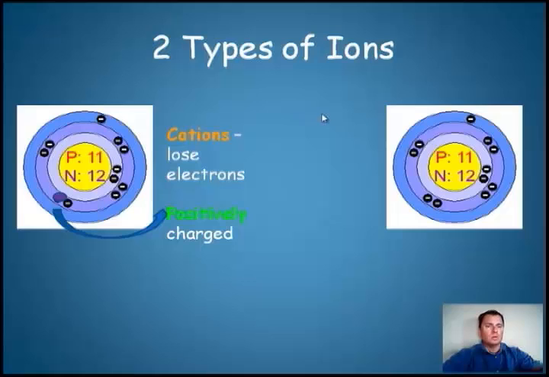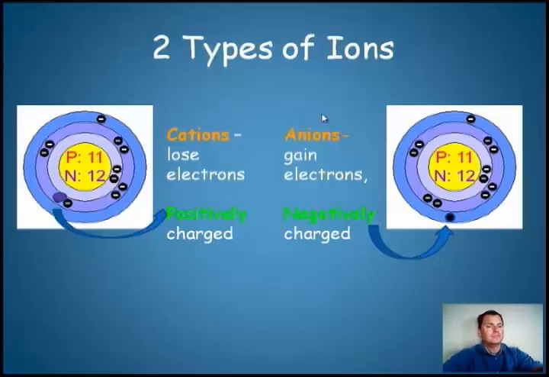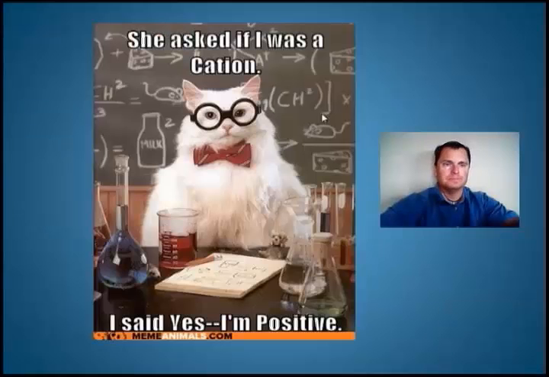The other type is what we call an anion. Anions gain electrons, so they gain a negative charge. If you gain an extra negative, you'll have more negatives than positives, and you'll become negatively charged. So cations lose electrons and become positive, and we generally find those on the left-hand side of the periodic table. Anions are negatively charged because they gained electrons, and we find those on the right-hand side of the periodic table.